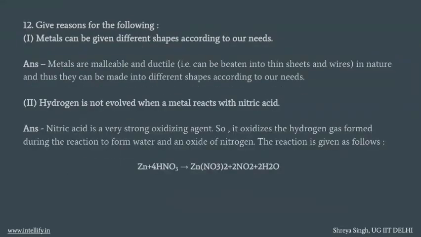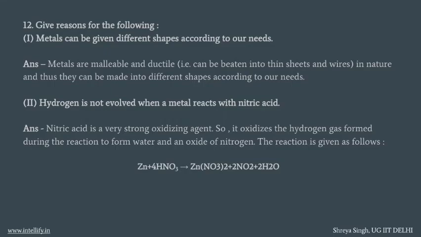Next is metals can be given different shapes according to our needs. This is a very simple question. Metals are malleable and ductile, which means we can mold them from sheets and wires into any shape. So that is why they can be made into different shapes. We can make them in whichever shape we want.